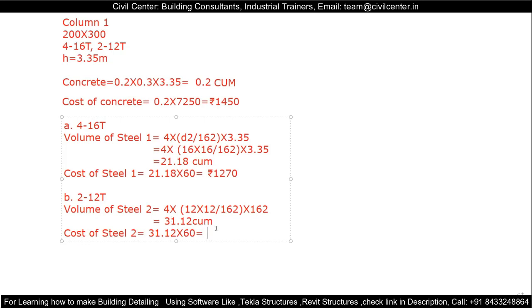Okay, I guess over here we had to change the things because we are using the 2 bars of 12T. So we will make it 2 first, then we have the cross section area, and here we will make it 3.35, that is the diameter. Now let's check the calculation again.